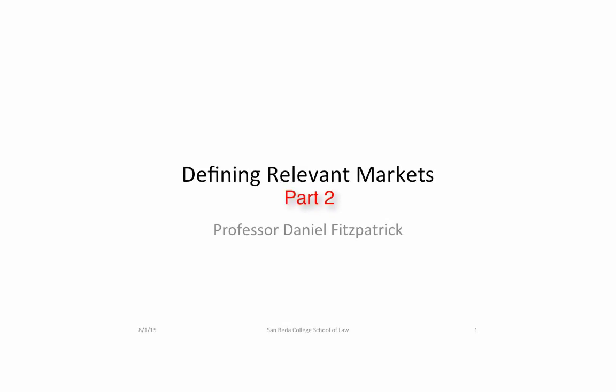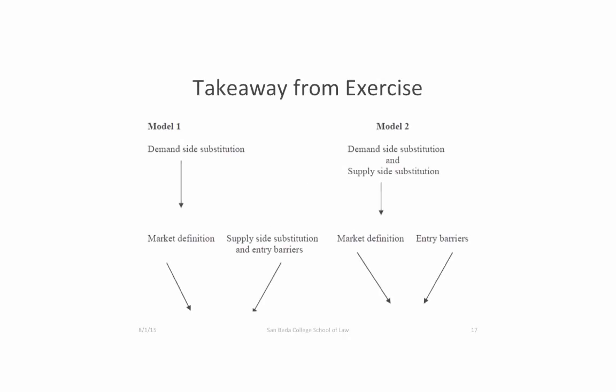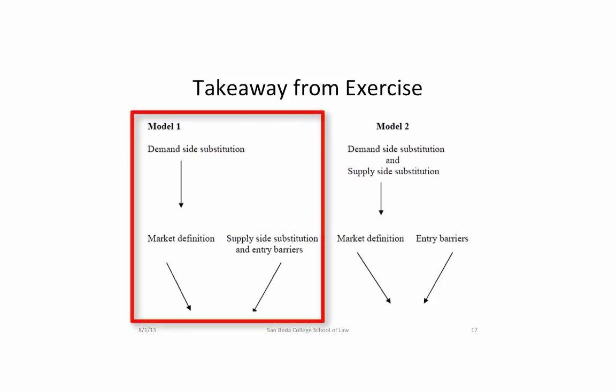Moving away from cellophane, let's look at sequencing. Dr. Chakravarthy developed this diagram to illustrate two slightly different approaches to the sequencing of inquiries necessary to determine a relevant market. In Model 1, the authorities look into evidence of demand-side substitution to determine the market.